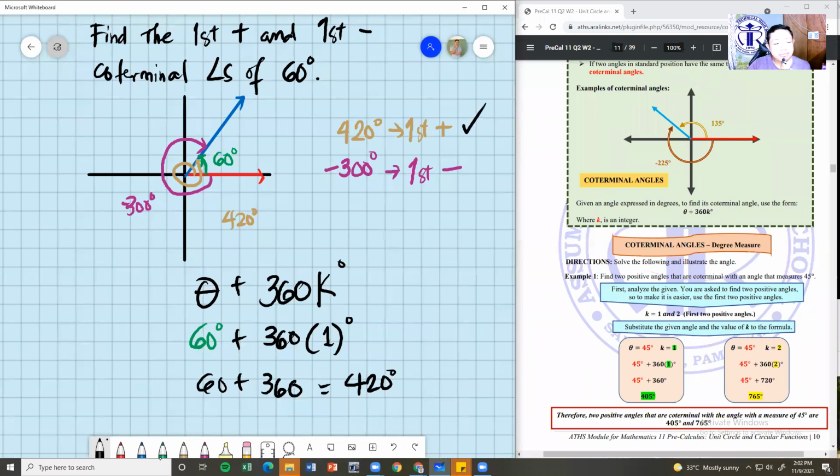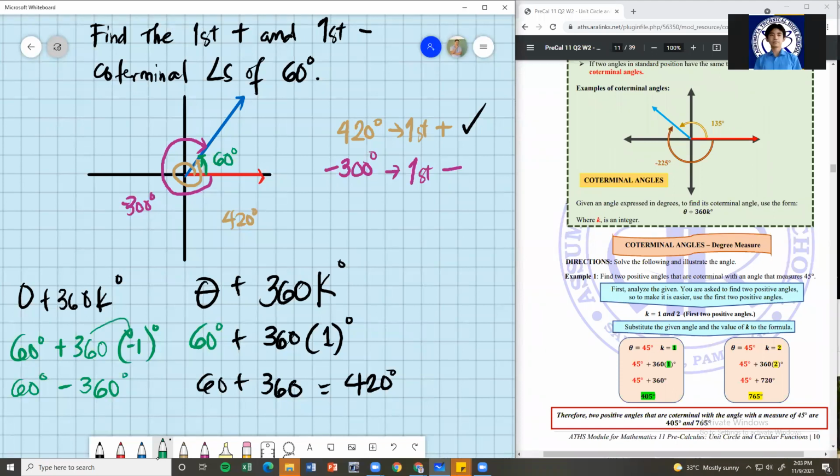Now, if you want to solve for the negative, that's theta plus 360k degrees. So that is 60 degrees plus 360k. You're finding the first negative, so k is -1. Therefore, that becomes 60 degrees minus 360 degrees. Why minus? Because positive times negative becomes negative. So when you combine them, this becomes -300 degrees.